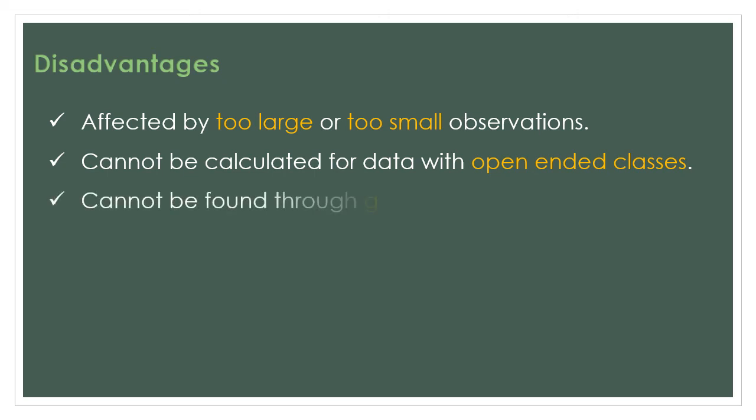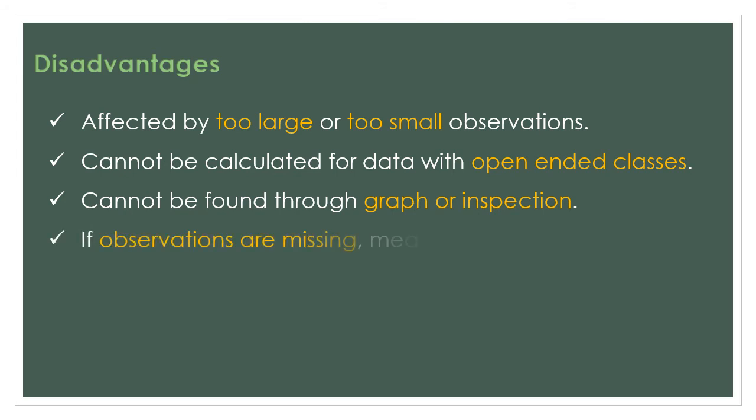It cannot be found through graph or inspection. Just looking at the data or drawing a graph cannot give us an answer for the mean. We have to calculate the mean for that, which is kind of a letdown because it consumes a lot of time. If observations are missing, mean cannot be calculated. That means if some of the observations are not in the data, of course we cannot calculate mean. Before calculating mean, we need all of the data in front of us, and only then can we calculate mean properly.